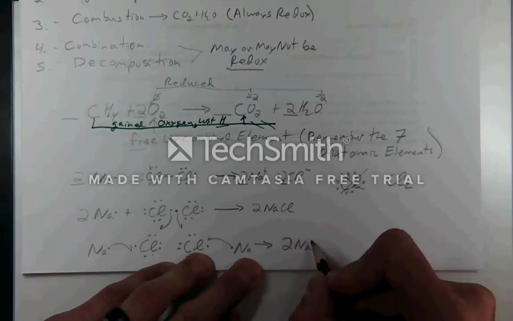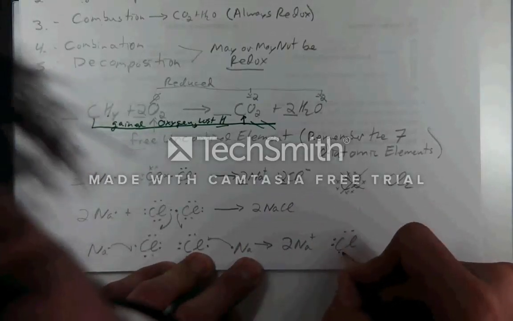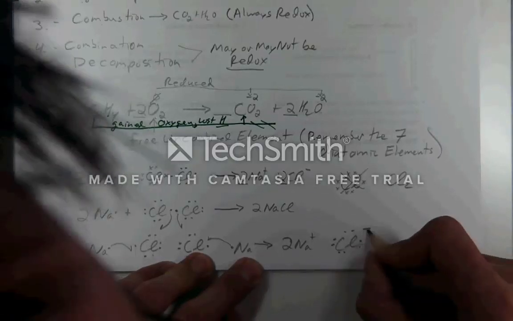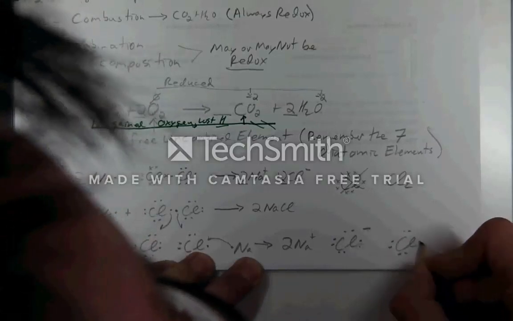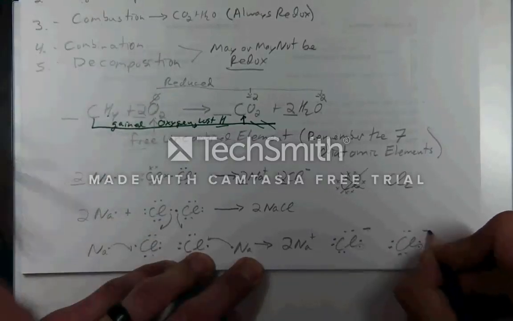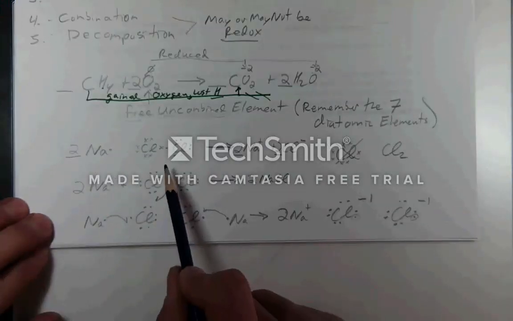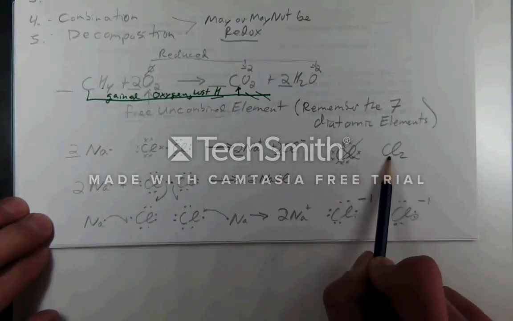We get 2 sodiums, each with a plus charge, and 2 chlorines now, they have each gained an electron, so it's -1. Gained an electron, -1 charge. So I just want you to be aware that chlorine does not exist like this. More appropriately, it should have been Cl2.